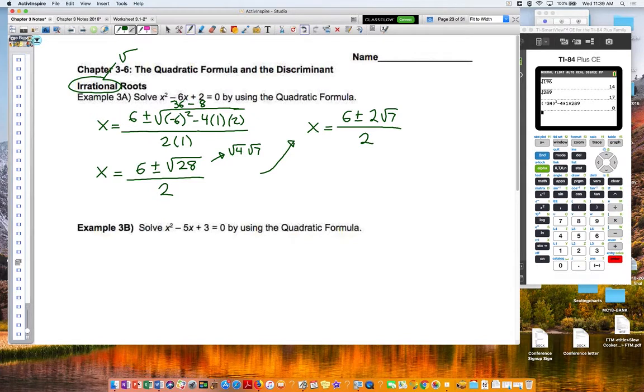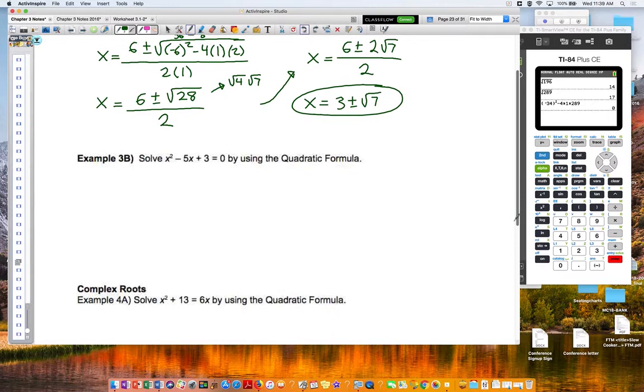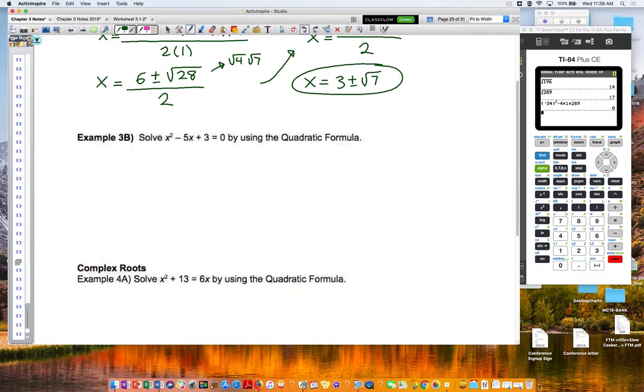Sorry about the bells. Well, the reason why you do that is because now I can actually simplify and I no longer have a fraction. 2 goes into both of these, so I can simplify this as 2 goes into 6 3 times, 2 goes into 2 once, so I have 3 plus or minus the square root of 7. Notice how my answers are irrational because I have a square root as a final answer. All right, pause the video, try 3B.